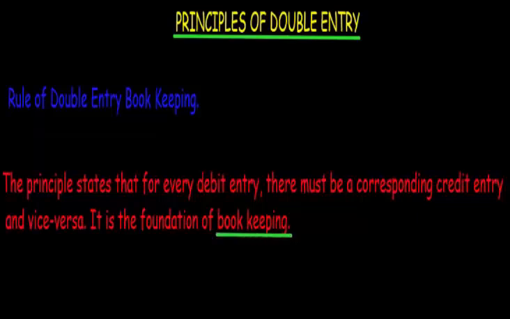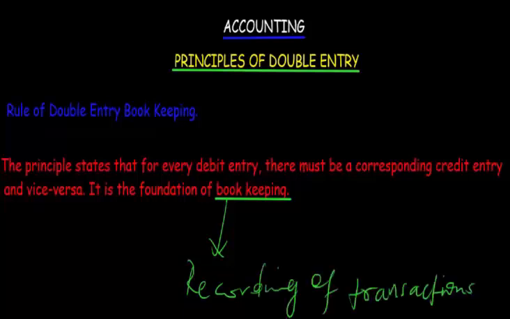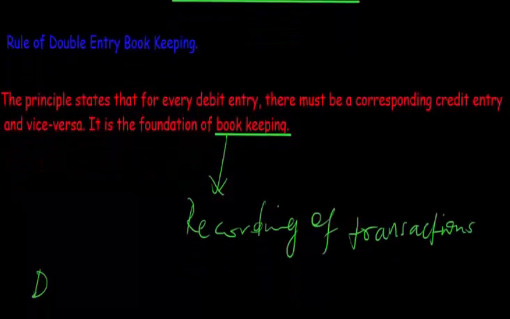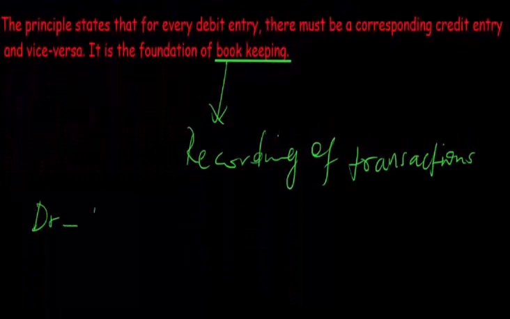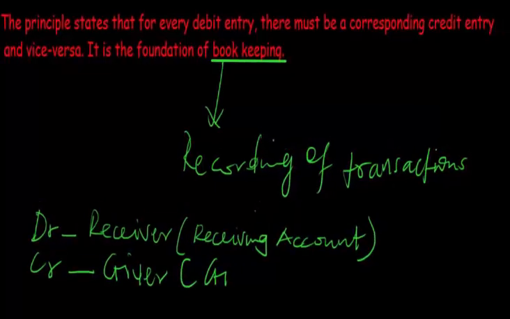Bookkeeping is the aspect of accounting that is involved in recording of transactions. Summary of principle, we can say debit, the receiver, and credit, the giver. The receiver is also the receiving account, and this is the giving account.